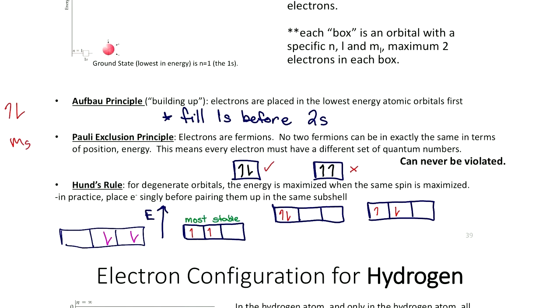But I could make it wrong if I did something like this. That would be wrong, because now I have not maximized spin in this case. Or if I did that, it would also be wrong. So just make sure you don't have to put them in left to right, and you don't have to make them all spin up. They could be all spin down and you'd be fine. It's just that we like to do that because we read left to right. All right, so those are the rules.